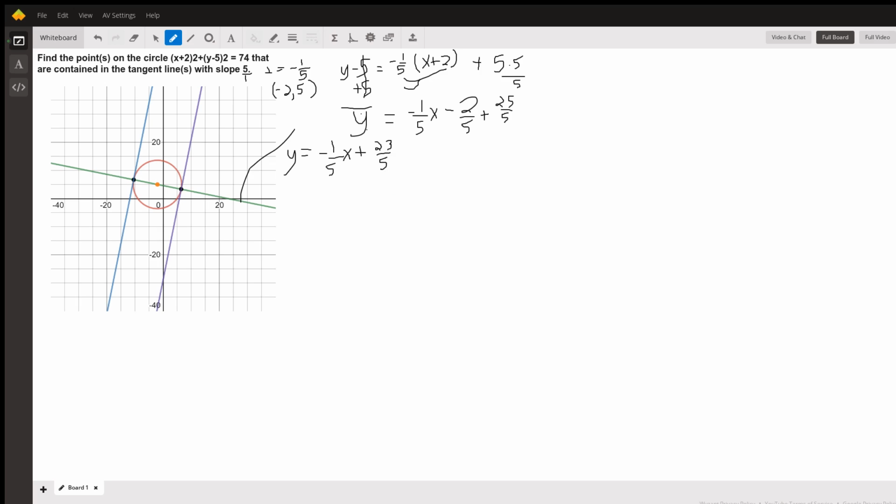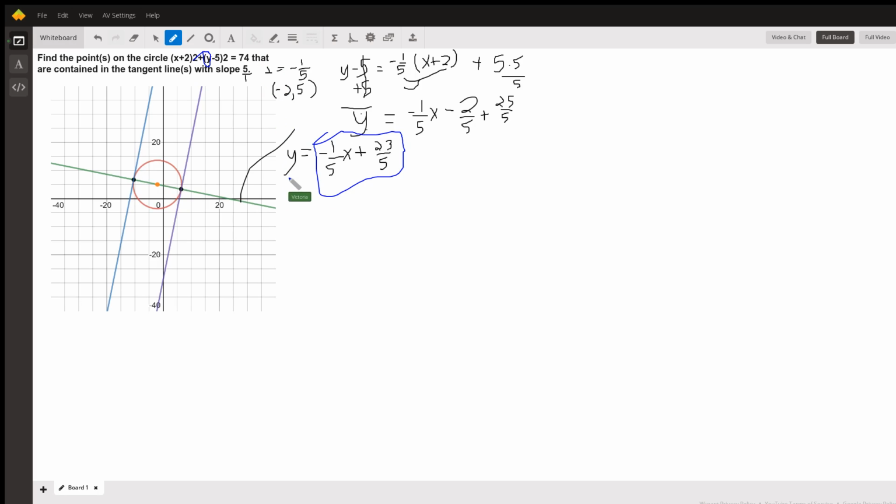Now, to find out the x-coordinates of these points, we would just replace this y right here with this expression for y, because we know that we need where the green line touches the red circle. And so if we put the green line in for y on the red circle, we'll get the x's at these 2 black dots where it intersects the circle.